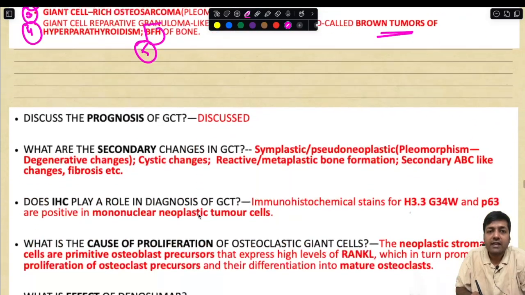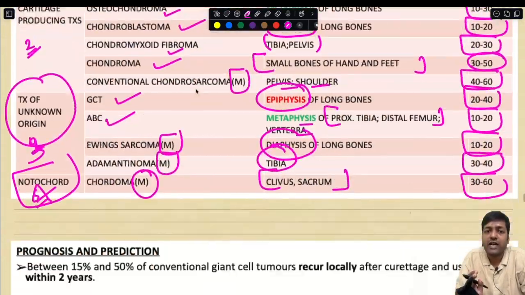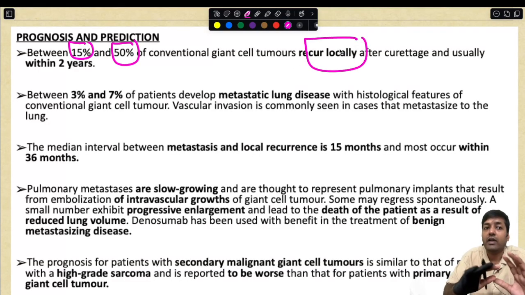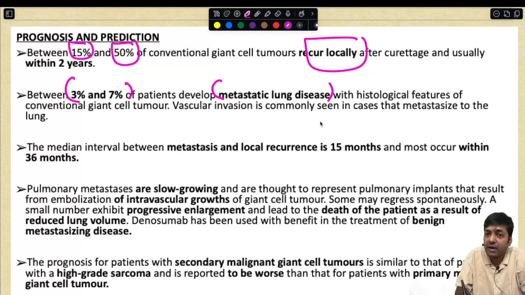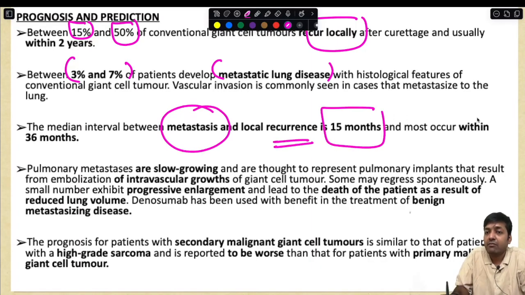Now discuss the prognosis of giant cell tumor. Approximately 15% to 50% of conventional giant cell tumors will recur locally after curettage, usually within 2 years. Between 3 to 7% of the patients can develop metastatic lung disease with histological features of conventional giant cell tumor. Vascular invasion is commonly seen in cases that metastasize to the lung. The median interval between metastasis and local recurrence is 15 months, and most occur within 36 months.